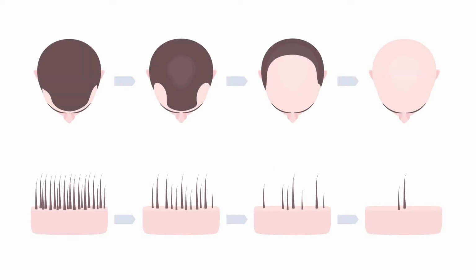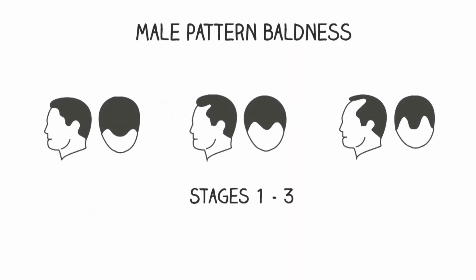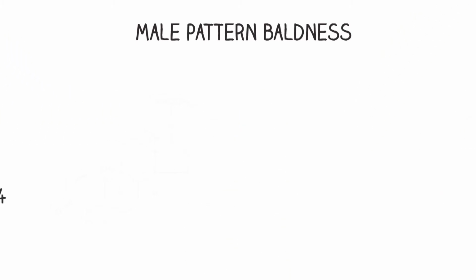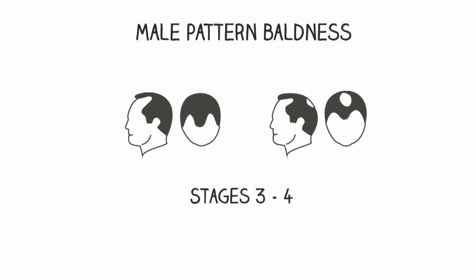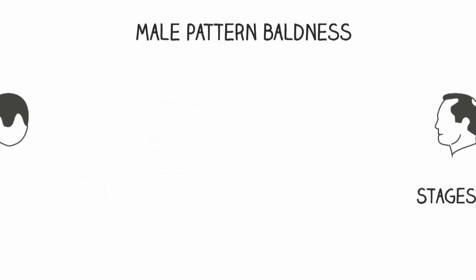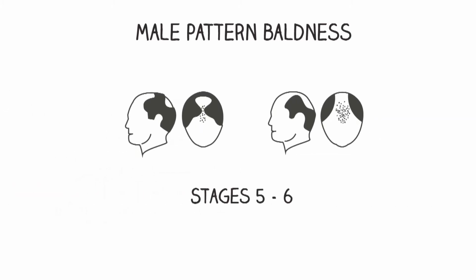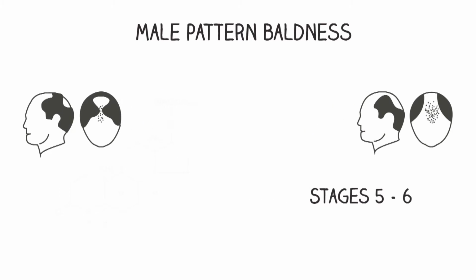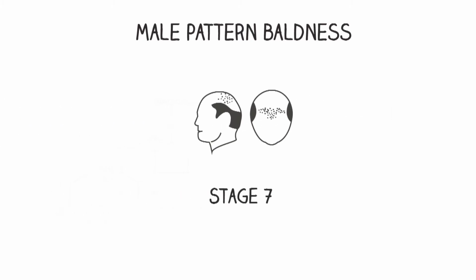The male pattern scaling system is known as the Hamilton or Norwood scale. It goes from 1 to 3, as with female loss, as well as gradual receding from the temples. 3 to 4, circular patch of hair loss on the crown. 5 to 6, crown area and receding hairline meet. 7, the hair loss moves towards and over the parietal ridge.